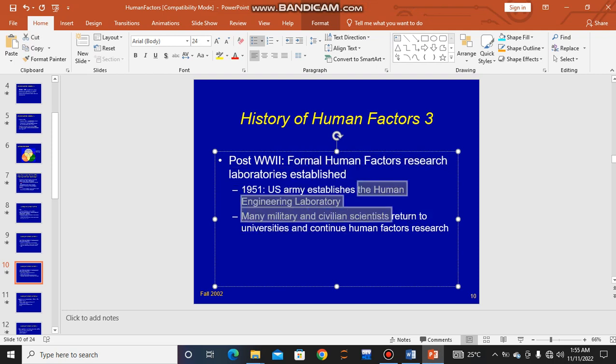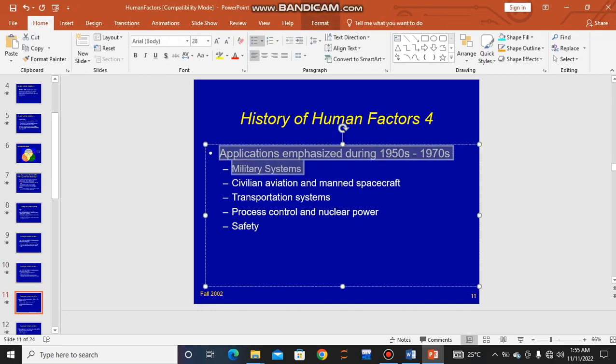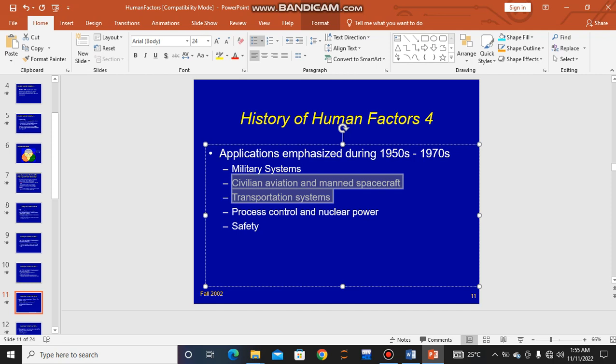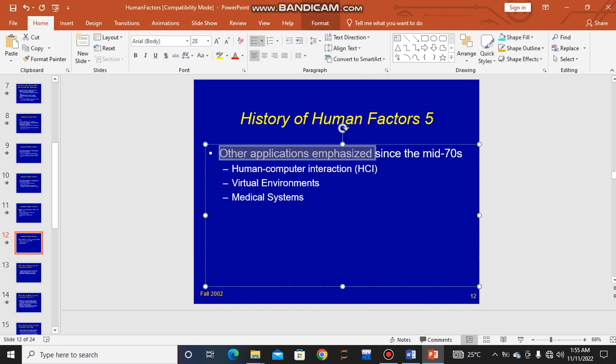Many military and civilian scientists returned to the universities and continued human factors research. Number 11 is the applications emphasized during the 1950s to 1970s: military systems, civilian aviation and manned spacecraft, transportation systems, process control and nuclear power safety, everything. Other applications emphasized since the mid-70s: human-computer interaction, virtual environments, medical systems.